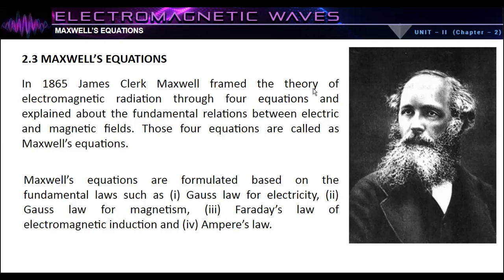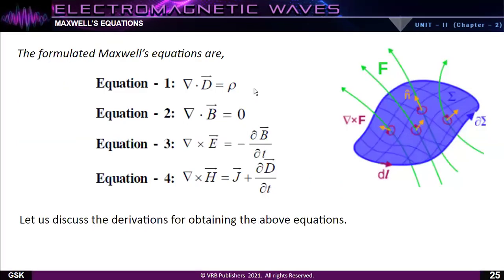So what are the four fundamental laws formulated for the electromagnetic wave? One is Gauss's law for electricity. The second is Gauss's law for magnetism, the third is Faraday's law of electromagnetic induction, and the fourth is Ampere's law. Every law I have given in a previous video. So now we come to the Maxwell equations and how they were derived. First we have to know the final form of the Maxwell equations.